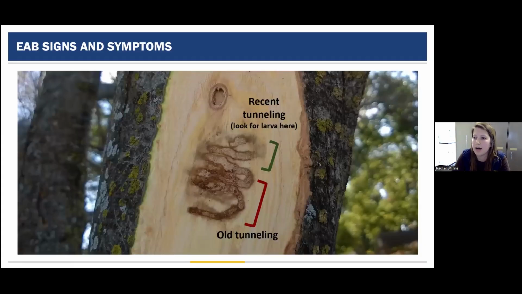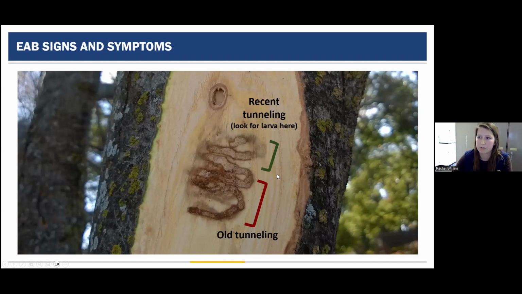So here's a photo of a single EAB gallery. And let's say you want to look for the larva, you want to confirm that you do have emerald ash borer in your tree. So where could you find it within this gallery? So one kind of tip, if you look towards the bottom of the gallery here, you can see that the tunneling is more narrow, it's more brown. This is actually an older portion of the gallery, but if you move up the gallery, you see the tunnel widens because the larva is growing.